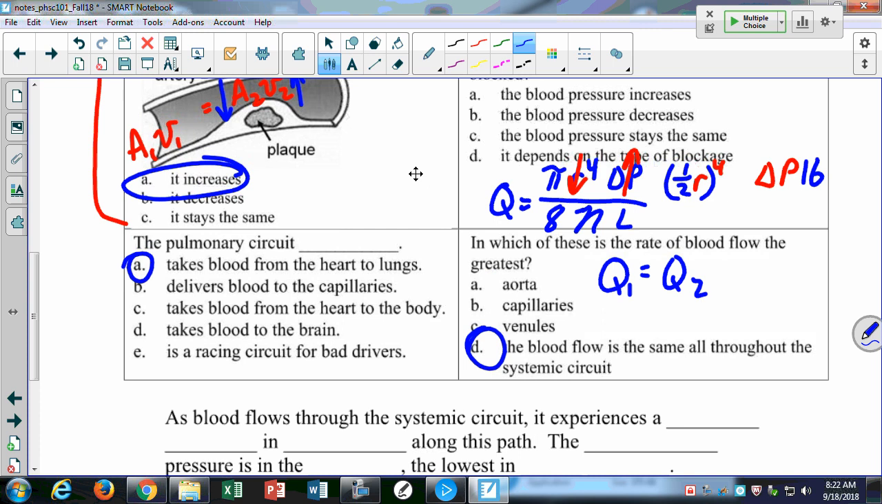So I read it wrong. Yes. Because I was thinking that was the speed. No, that's the cross-sectional area.